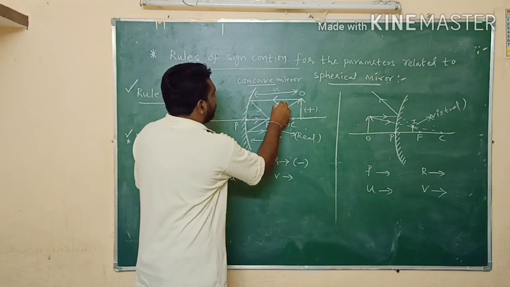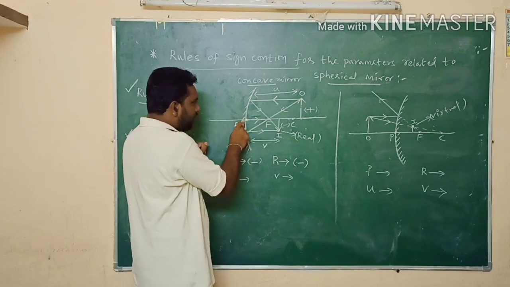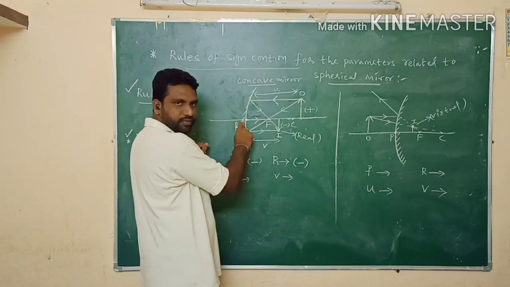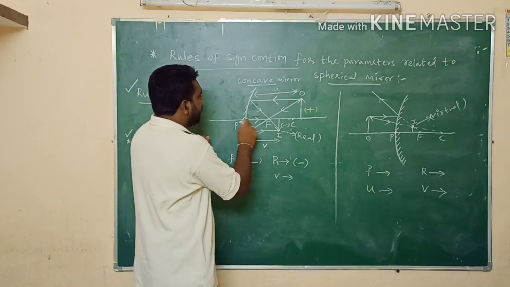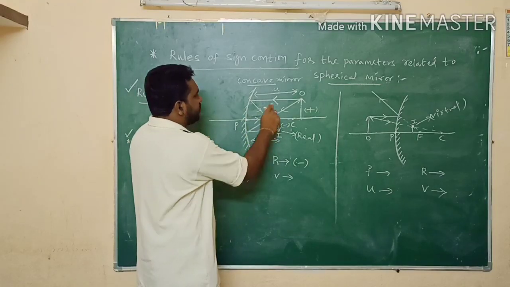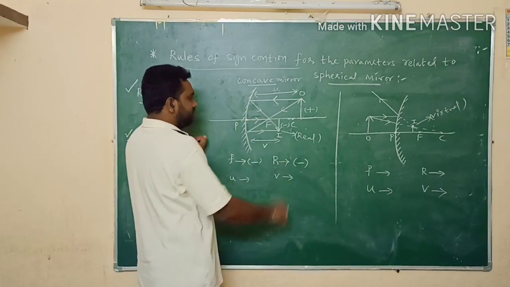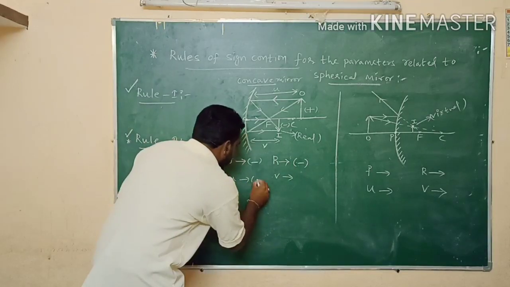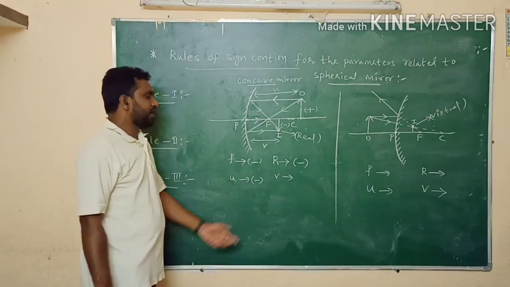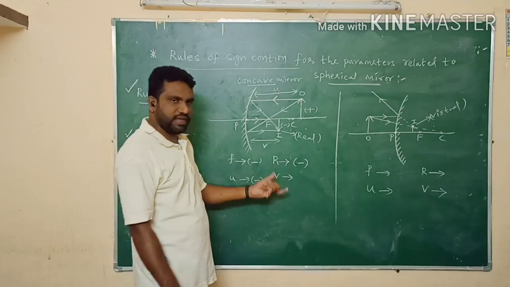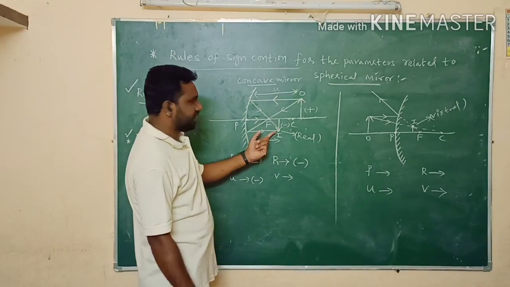So distance of object means it is the distance between pole and object. We have to measure from the pole. So here also we are measuring the object distance opposite to the direction of incident ray. Opposite. So that means it also becomes negative. And the last one is distance of image, V. And here we are getting the real image.